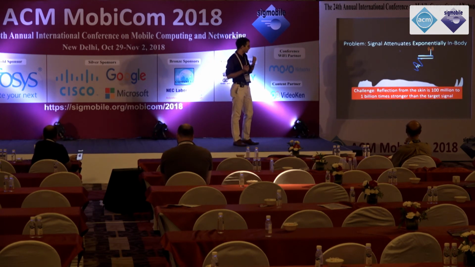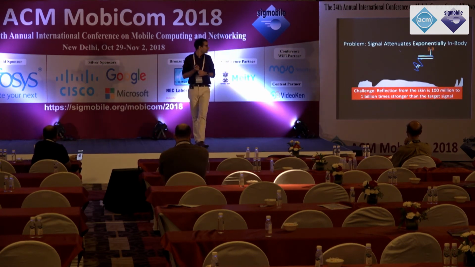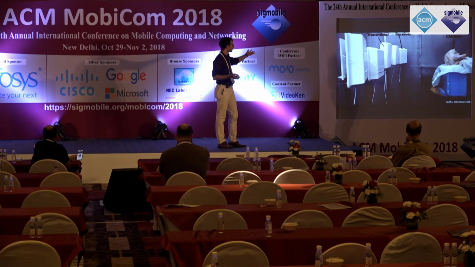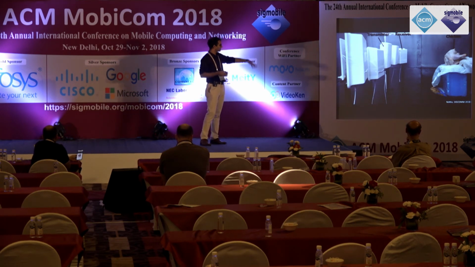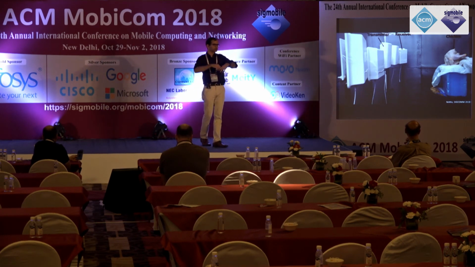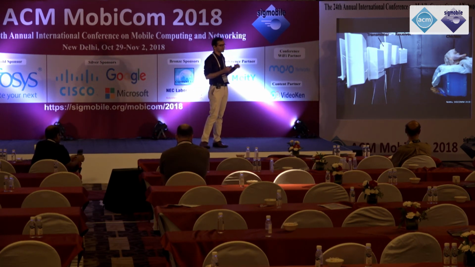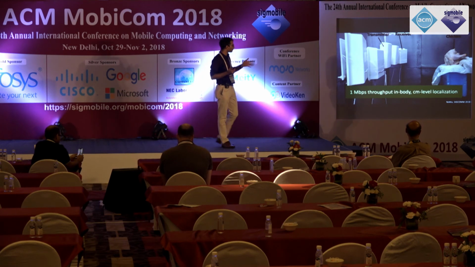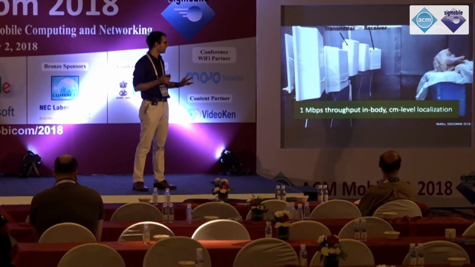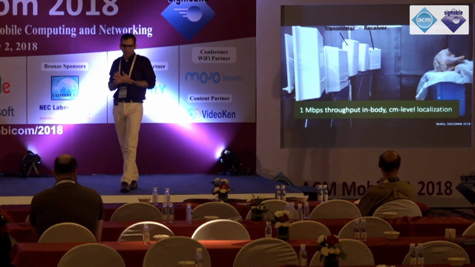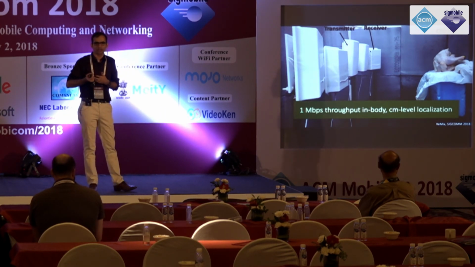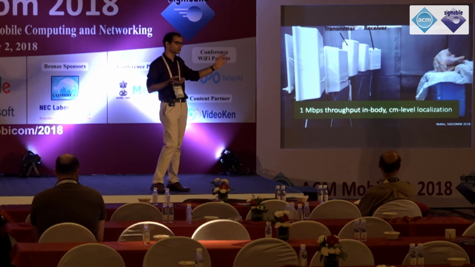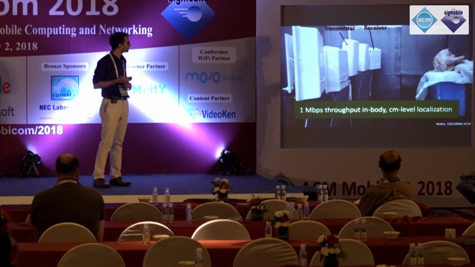There are a bunch of papers recently in this space, and all of them have a similar setup. This is the setup from my paper at SIGCOMM this year, but there are other papers in this space too. You work with animals, you put small devices in the tissue, and you try to get a signal outside. The state of the art in this space is that you can get about 1 megabit per second throughput in-body, and you can get centimeter-level localization. Both of them are good steps, but they don't meet the requirements for applications. For example, for tumor tracking, you would need millimeter-scale accuracy, which is not there yet in this space.